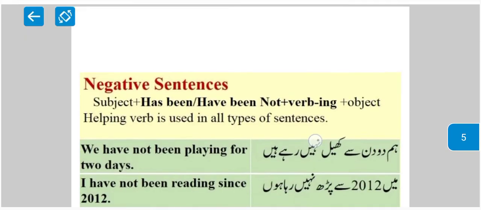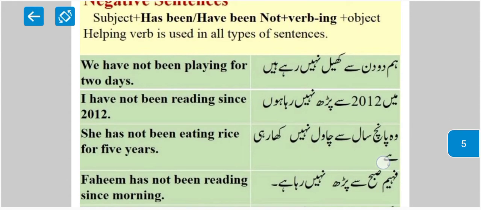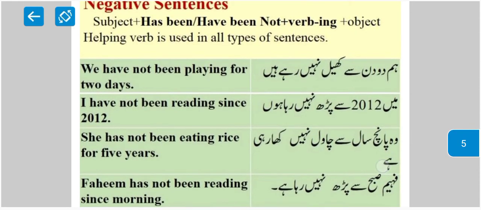Next comes negative sentences, just the addition of not in a simple sentence. So it becomes the formula of the negative sentences. Subject plus has been or have been plus not plus verb first form ing plus object. Let's see its examples, and that is हम 2 दिन से खेल नहीं रहे हैं. We have not been playing for 2 days.